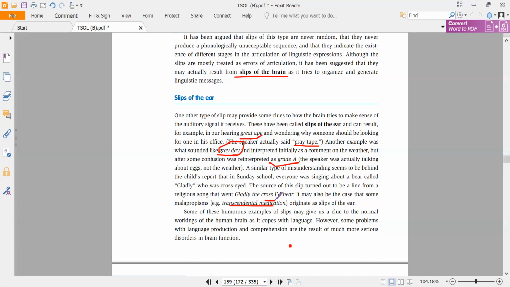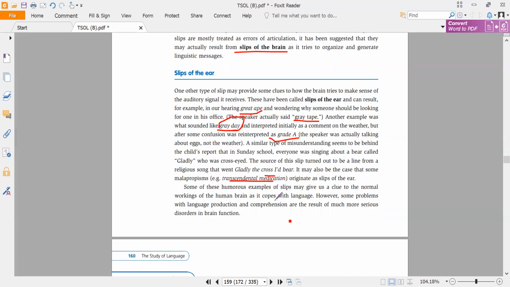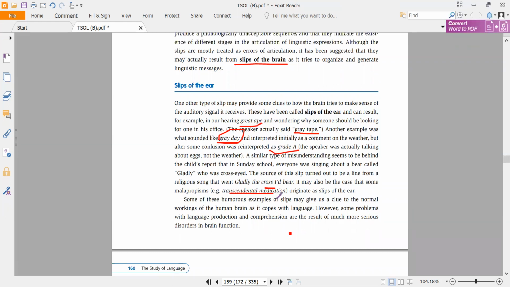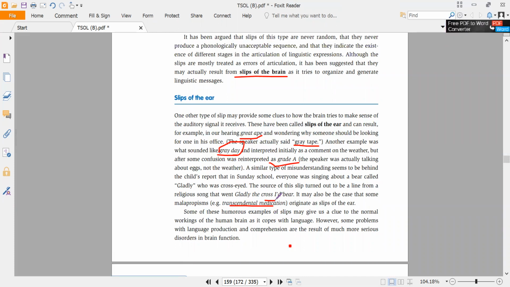So this is what we call slips of the air. When one thing is said and the hearer hears, comprehends or perceives something else, that is what we call slip of the air.